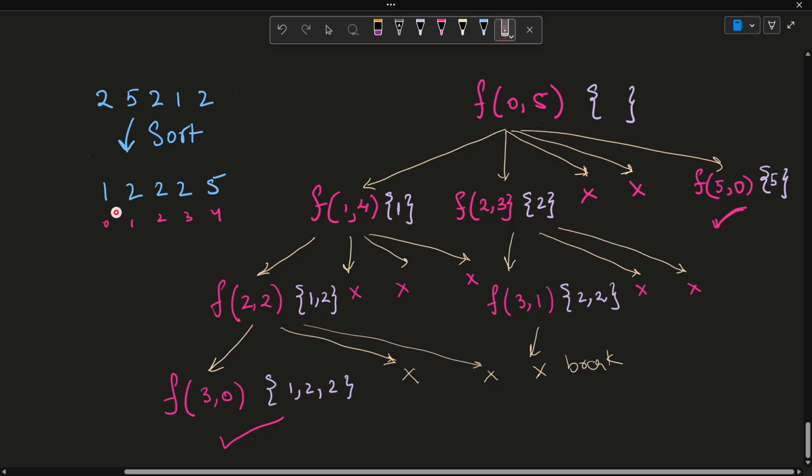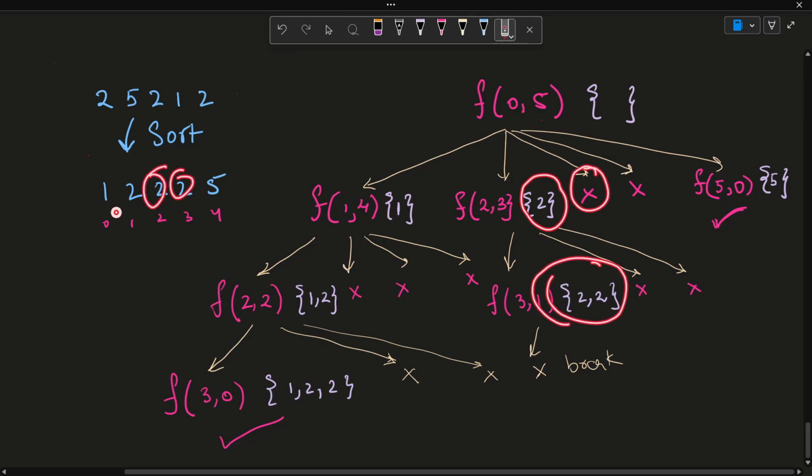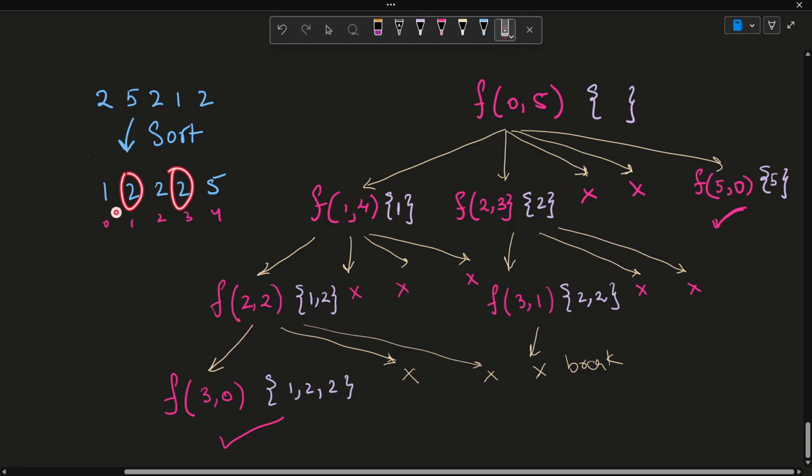Now if you see, there are two crosses. We are not calling for this 2 and this 2 because we have already considered this 2, and if we go along this chain and don't consider this but consider this 2, we would have repeated elements. Later on we got 2 comma 2, and we can also get this using this 2, and again get 2 comma 2 using this other 2. That is what we are trying to avoid.